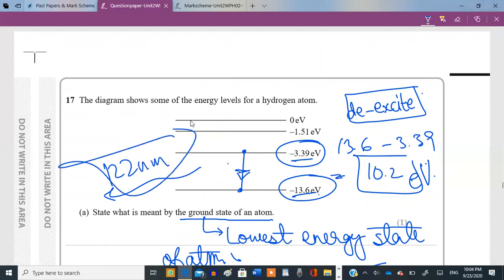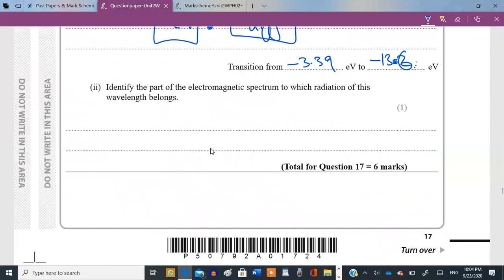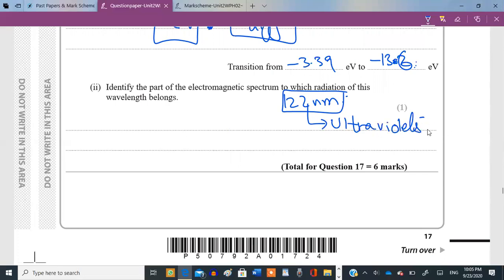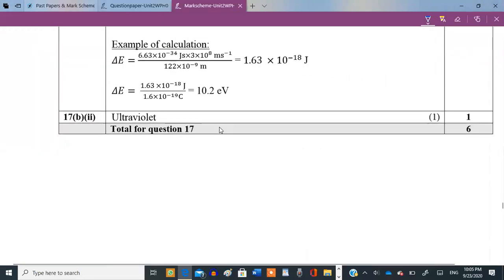Clear? Now, part 2 says identify the part of the electromagnetic spectrum to which the radiation of the wavelength belongs. Well, this is something you need to learn. 122 nanometers, that's ultraviolet. This is a theory part. The wavelengths need to be learned. You have to learn it. This is theoretical, yeah. Ultraviolet.